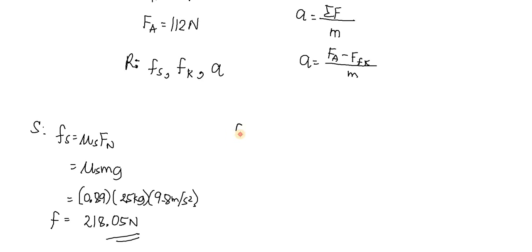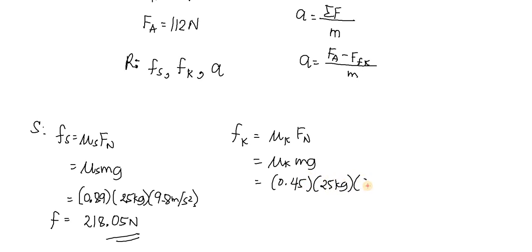But then let's find the kinetic friction. It's mu sub K times Fn, that's mu sub K multiplied by mg. So that will be 0.45 multiplied by 25 kilograms multiplied by 9.8 meter per second squared. And this will be equal to, of course, your F sub K will be equal to 110.25 Newton.